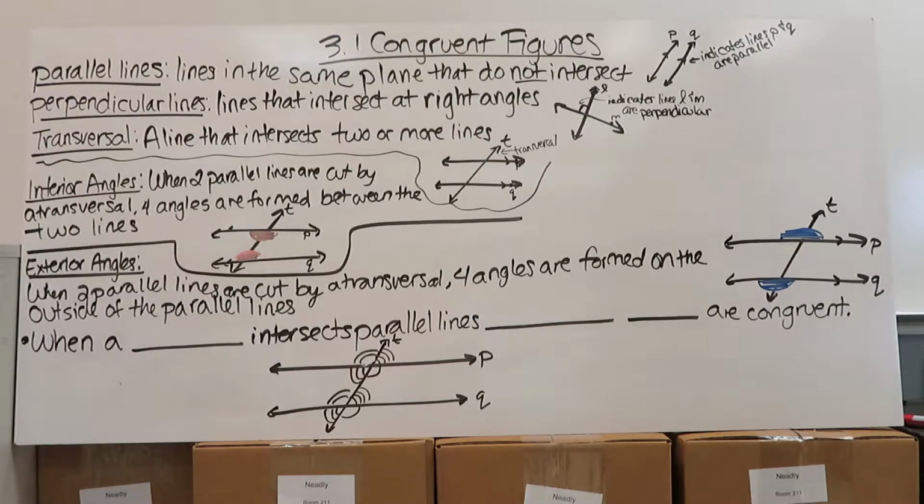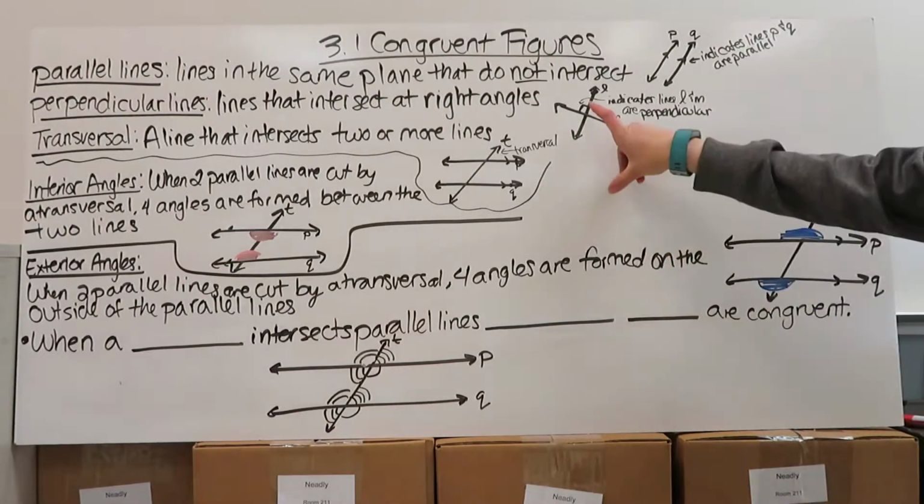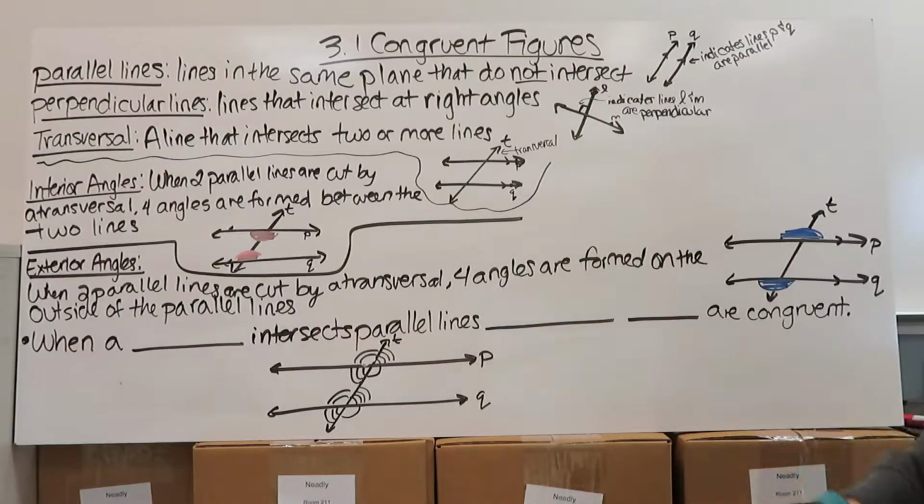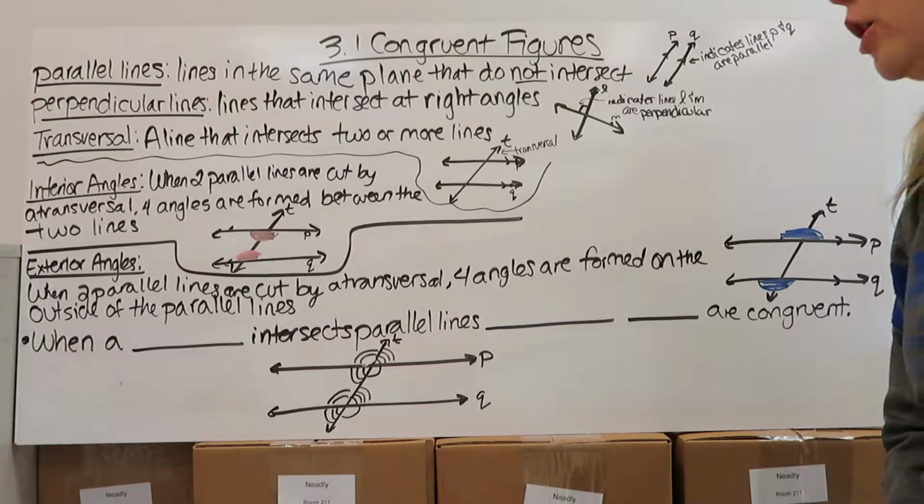Perpendicular lines are lines that intersect at right angles. So this little square indicates that lines L and M are perpendicular. That signifies a 90-degree angle.